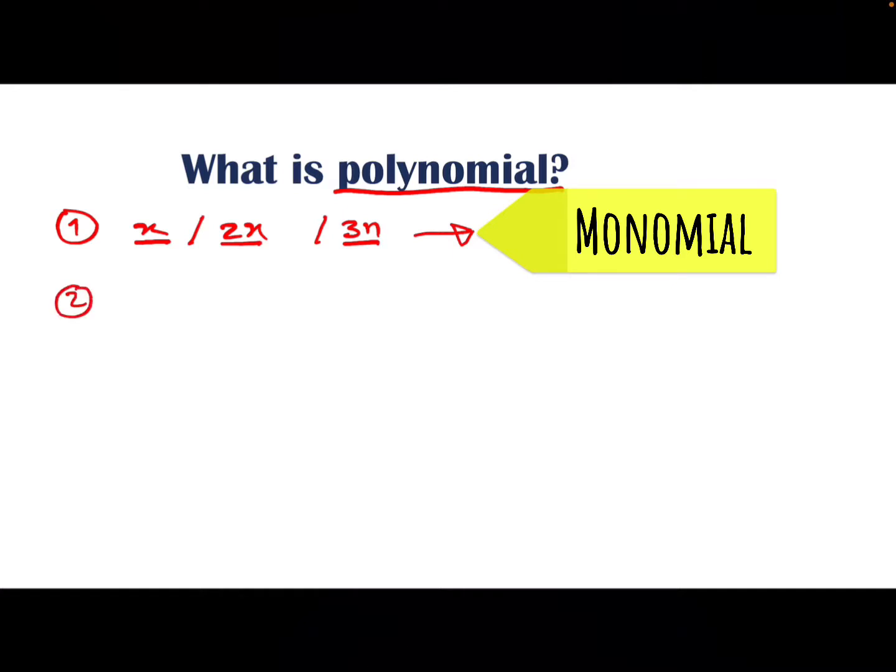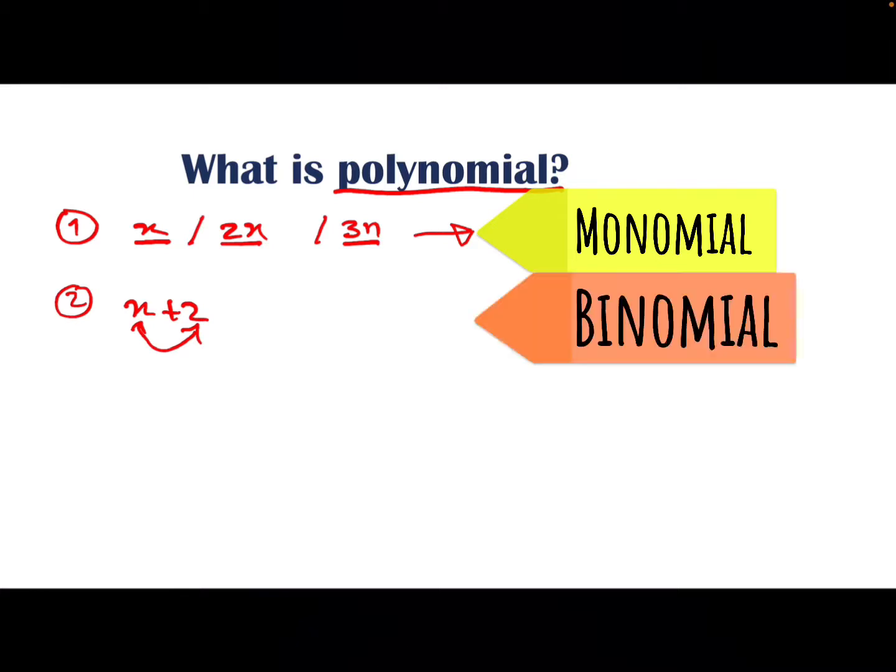Now second one, if you have two terms like x plus 2, you have two terms. So when you have two terms, it is called binomial. Bi means two. The combination of two monomials is a binomial. Another example, it can also be 3n plus n. Okay? We have two terms. So when there are two terms in the expression, it is binomial.